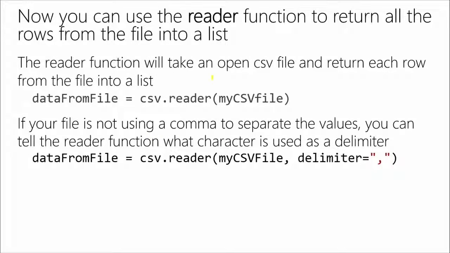Yep. So if you look at the syntax on the slide, you'll see that you can call the reader function a couple of ways. You can either call it by passing in just the name of the file. That will assume you're using a comma to distinguish between the different values in a row. Or you can specify the delimiter you're using in this file. In this case, I'm specifying a comma, but it could be a semicolon, a colon, a slash.